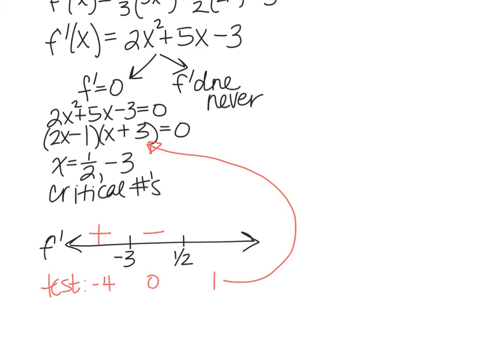So now substitute in 1. 2 times 1 minus 1 times 1 plus 3. So that'll yield a positive times another positive, which is overall positive. Therefore, I have a positive here as well. So that's using testing to determine the signs of the first derivative.